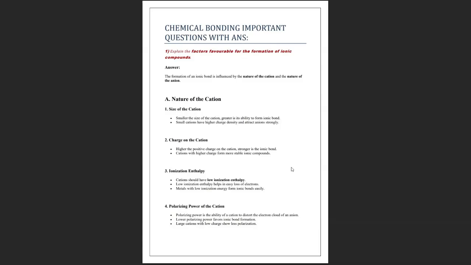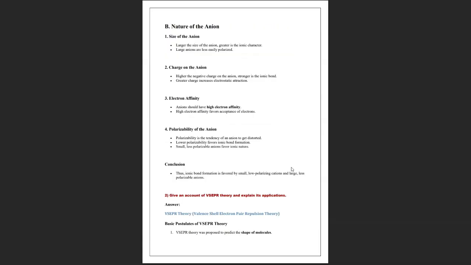So here we go. The first question is, explain the factors favorable for the formation of ionic compound. This is a direct theory question and very frequently asked. Understanding of ionic bond formation and knowledge of energy factors matters here. This question is usually asked as a long answer and also as a short answer. They may ask for long and short even.